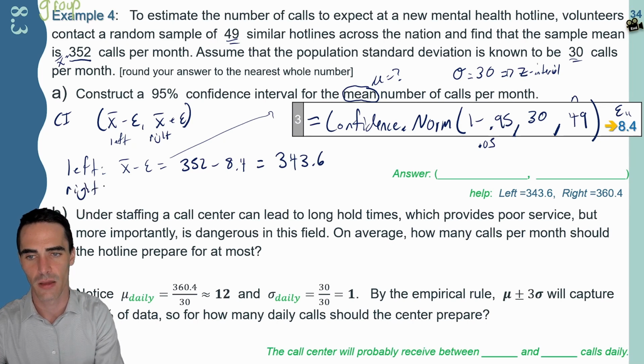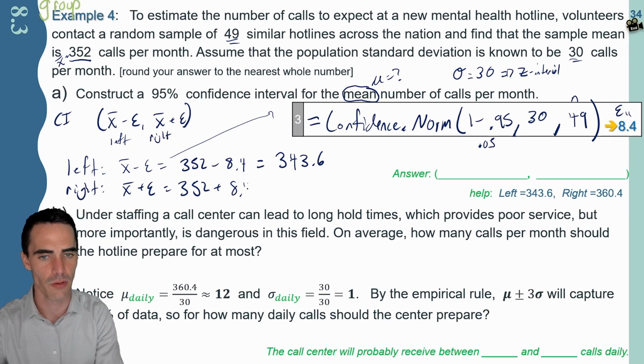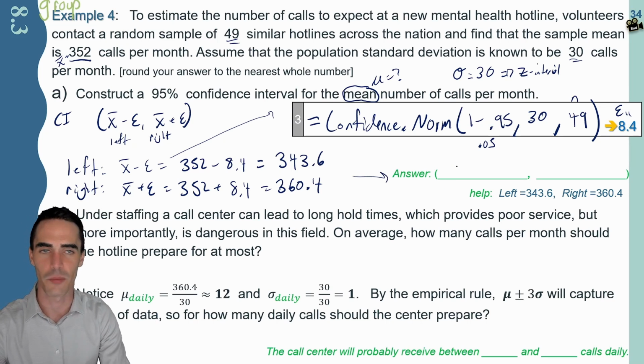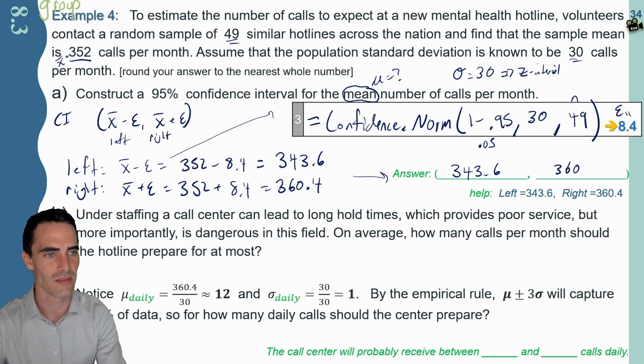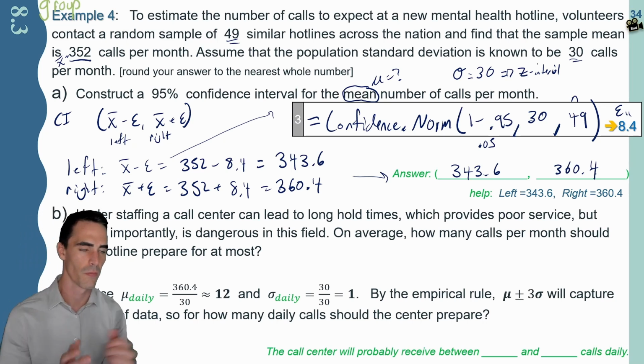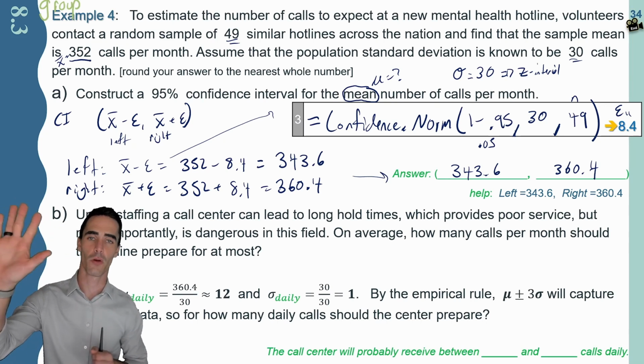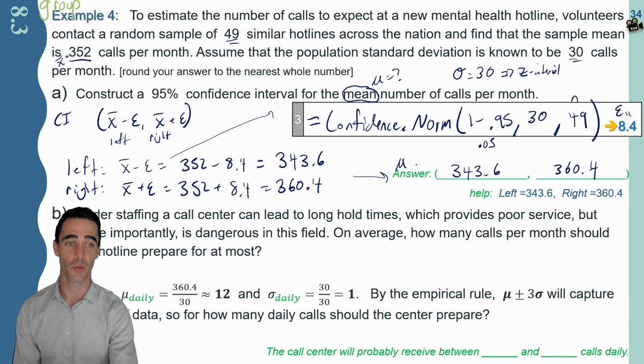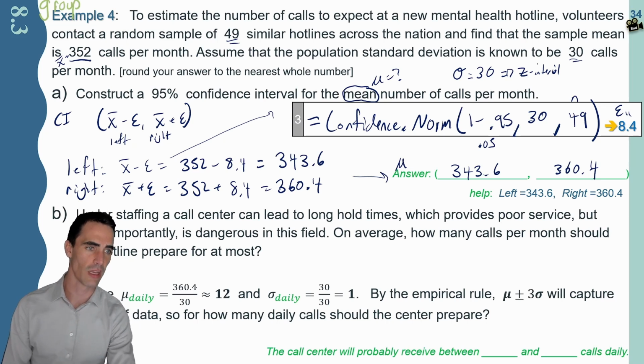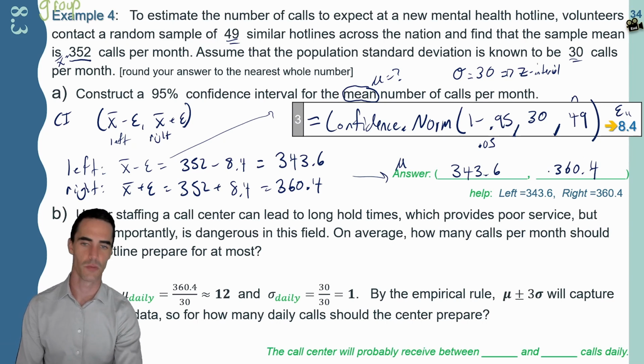On the right side, that's X bar plus my margin of error. That's 352 plus that 8.4. And I'll end up with 360.4. And these are the 2 endpoints that we need to complete our interval. 343.6, 360.4. And so look, I don't know what the actual average is, but I can tell you, just for my anecdotal, the 49 individuals, that it's somewhere between 343 calls and 360 calls with some change.